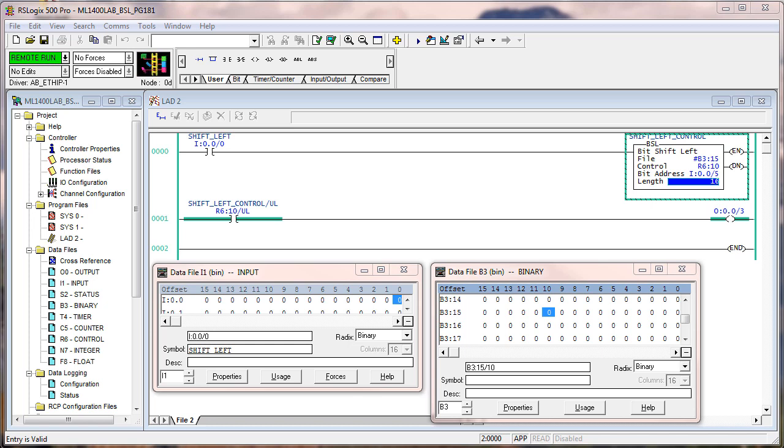Toggle input 0 until it reaches bit 15. While watching the bit, toggle input 0 on, off once. Where did the bit shift to? Well, you might come up with a variety of answers, but basically it went out into bit space. It just evaporated. It doesn't go anywhere. It's just gone.